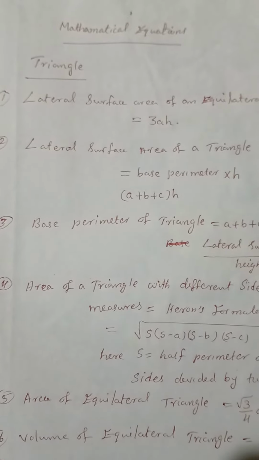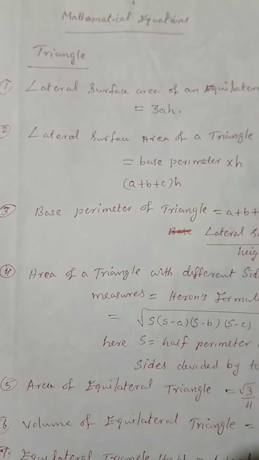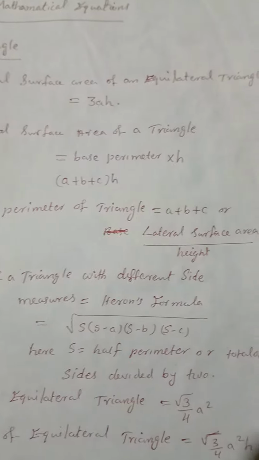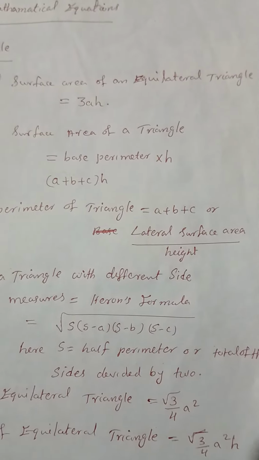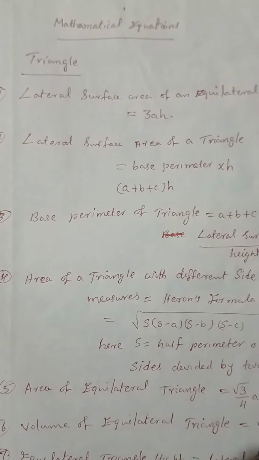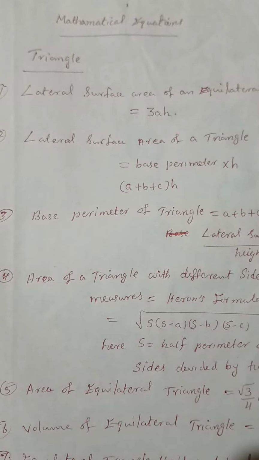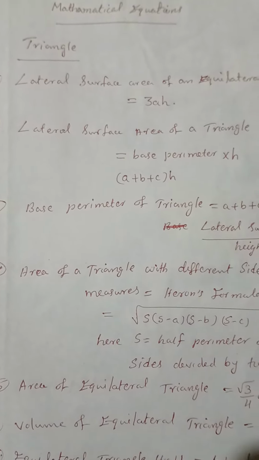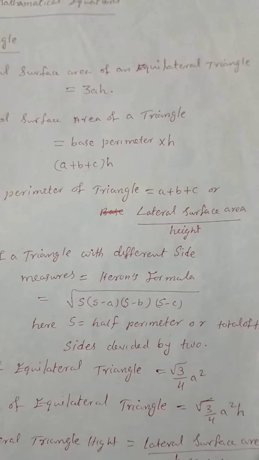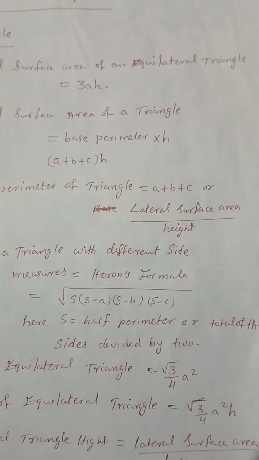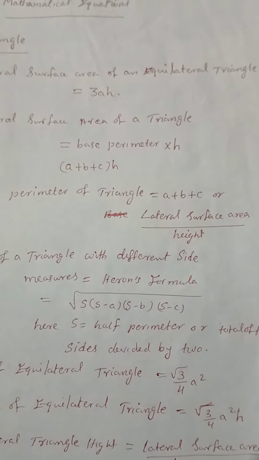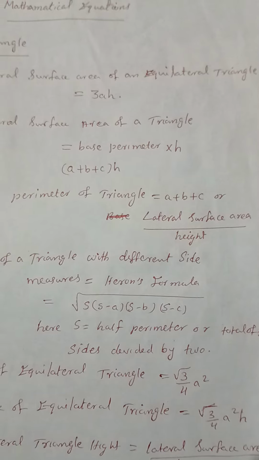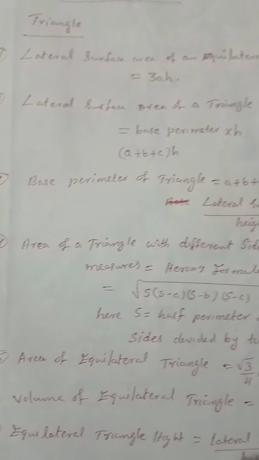Mathematical equations. Triangle. Lateral surface area of an equilateral triangle is equal to 3AH. A means A side. Second, lateral surface area of a triangle is equal to base perimeter into H. That is (A plus B plus C) into H.